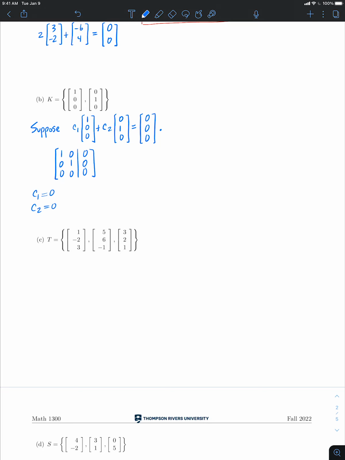So I'll put "therefore" because that's our conclusion. Just based on this assumption alone, we were automatically able to conclude that both of the weights are equal to 0. So there we can say now, therefore, K is linearly independent. Okay, so that's an example of how to show a set of vectors is linearly independent.